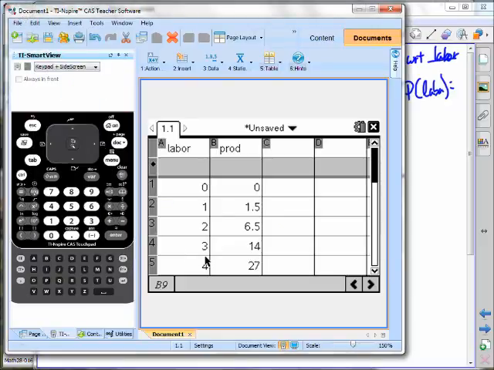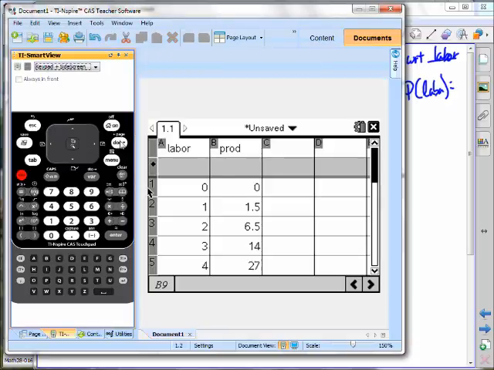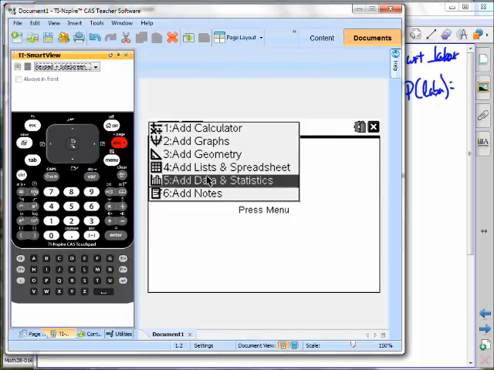Do you have that in your Inspires? Okay. What I want you to do, now on this model, you do control document. On the gray one, just do home. But I want you to get to where you can add a data and statistics page.